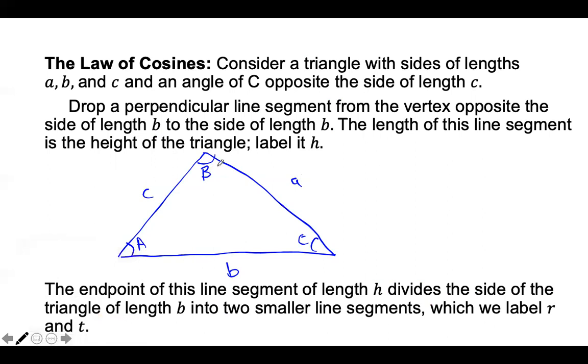Now, consider, we drop a perpendicular line segment from this vertex opposite side B to side B. So just perpendicular like this. And this is 90 degrees. And we label this with an H. Now the endpoints of this line segment of length H divide the side B into two smaller segments, which we're going to call R and T, like this.